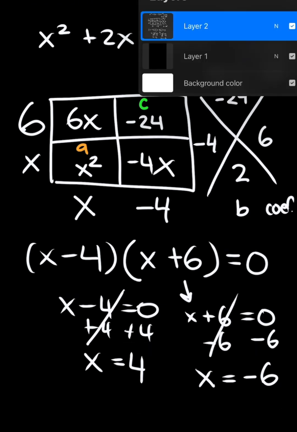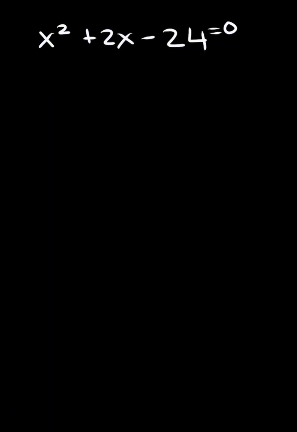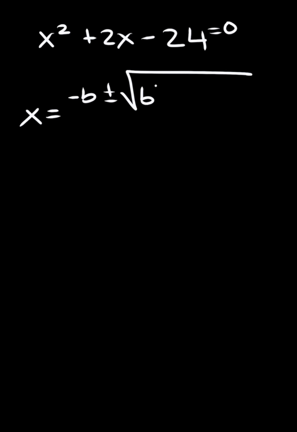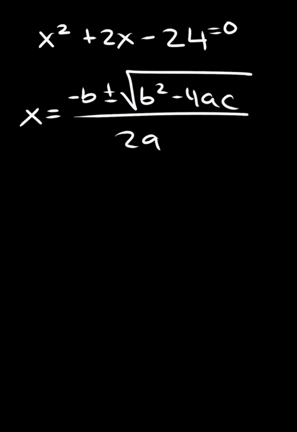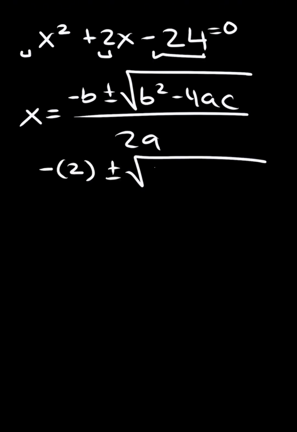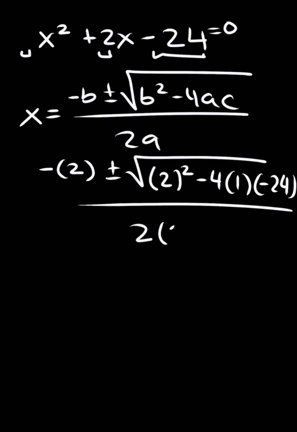And you can check this with the quadratic formula. The quadratic formula tells us that x equals negative b plus or minus the square root of b squared minus 4ac all over 2a. We have our a, our b, and our c. So negative 2 plus or minus the square root of 2 squared minus 4ac all over 2a.